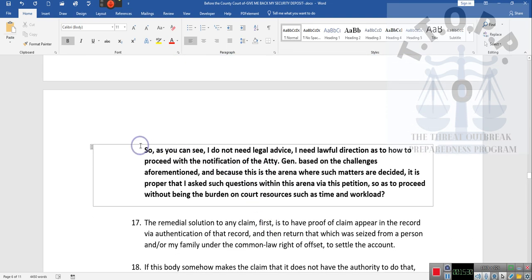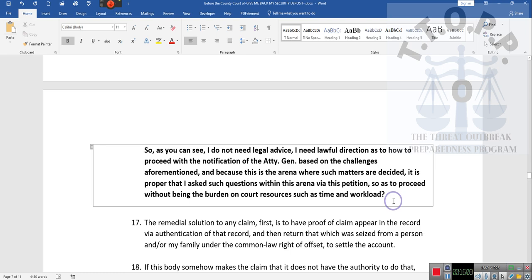Anyway, so as you can see, I do not need legal advice. I need lawful direction as to how to proceed with the notification of the Attorney General based on the challenges aforementioned. And because this is the arena where such matters are decided, it is proper that I ask such questions within the arena via this petition, so as to proceed without being a burden on the court's resources, such as its time and workload. So I just need y'all to answer my question.